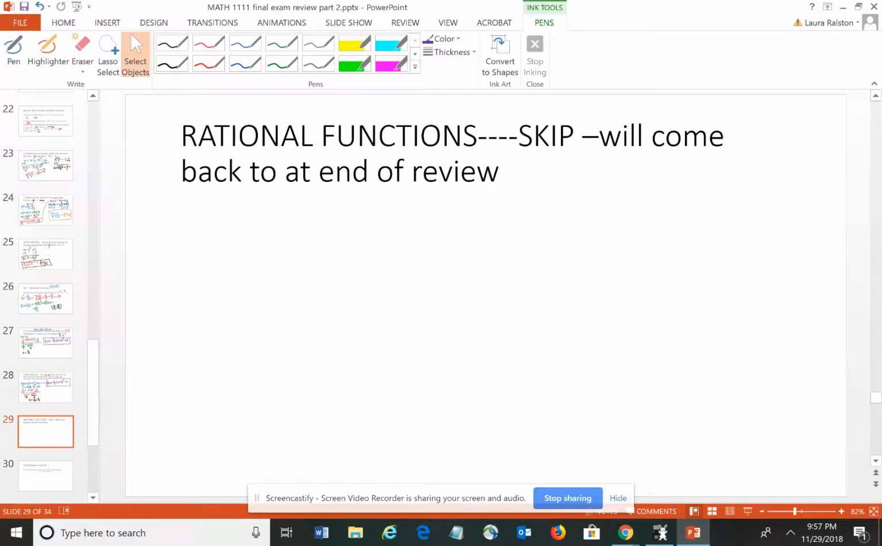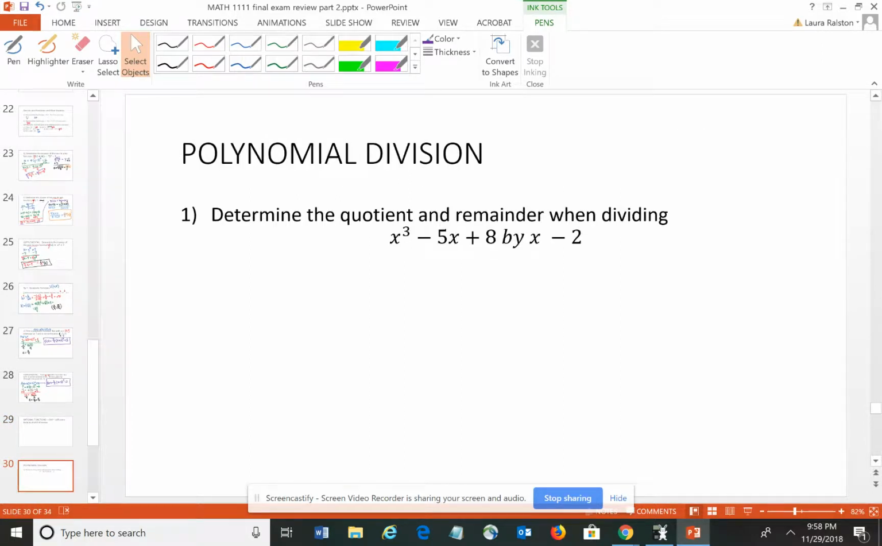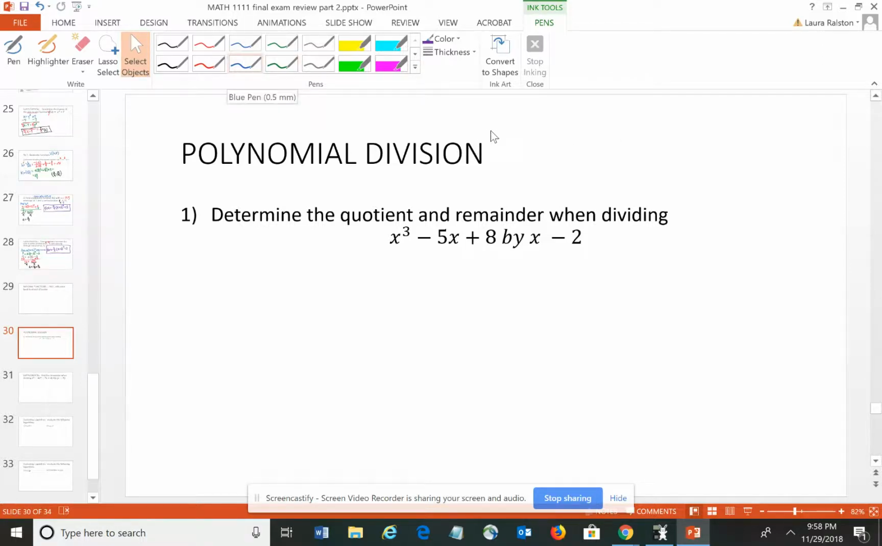Okay, I'm going to skip rational functions for now, and if we have time, or if I have time, we'll come back to it at the end of the review. But it's a pretty safe bet that if I'm skipping it, it's probably not any questions on the final related to a rational function. And so then we go into polynomial division. And the first question says determine the quotient and the remainder when dividing. It does not specify which method you have to use.